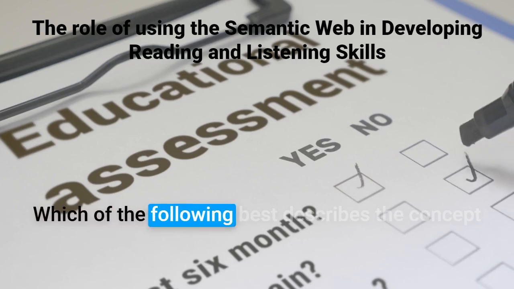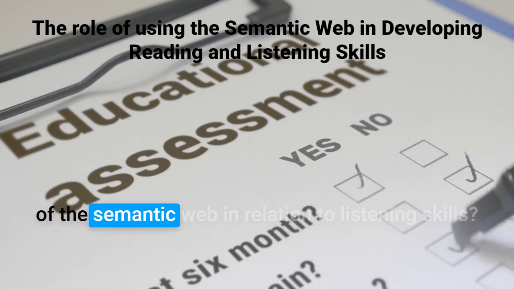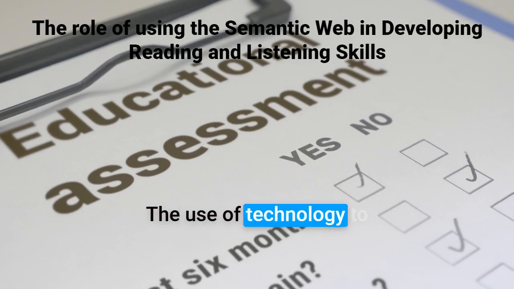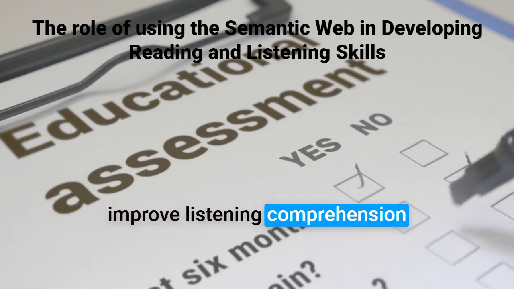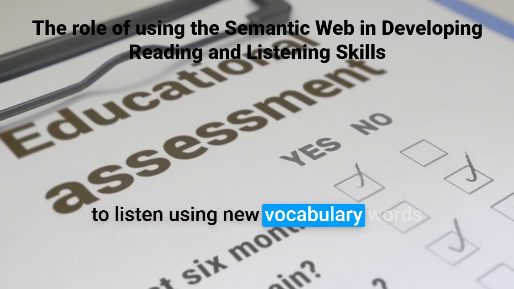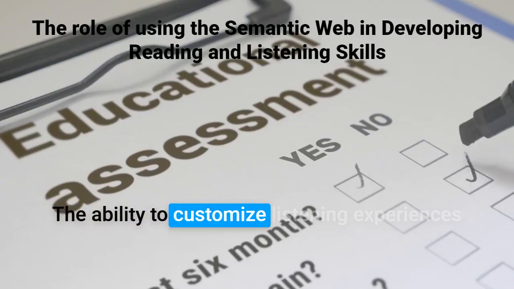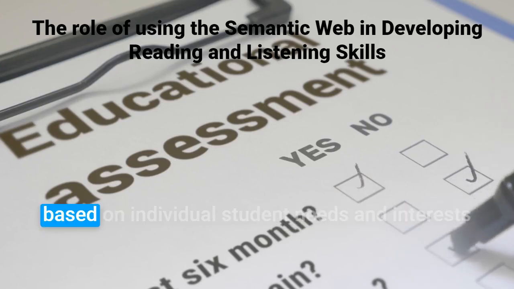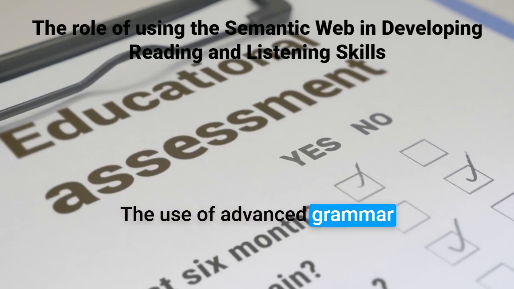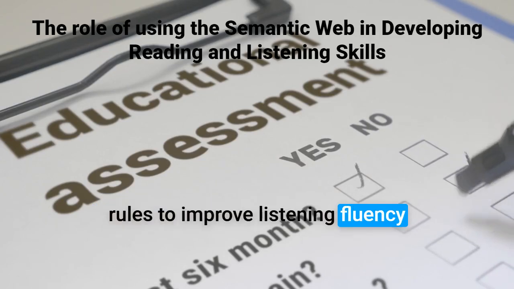3. Which of the following best describes the concept of the semantic web in relation to listening skills? A. The use of technology to improve listening comprehension. B. The process of teaching students how to listen using new vocabulary words. C. The ability to customize listening experiences based on individual student needs and interests. D. The use of advanced grammar rules to improve listening fluency.